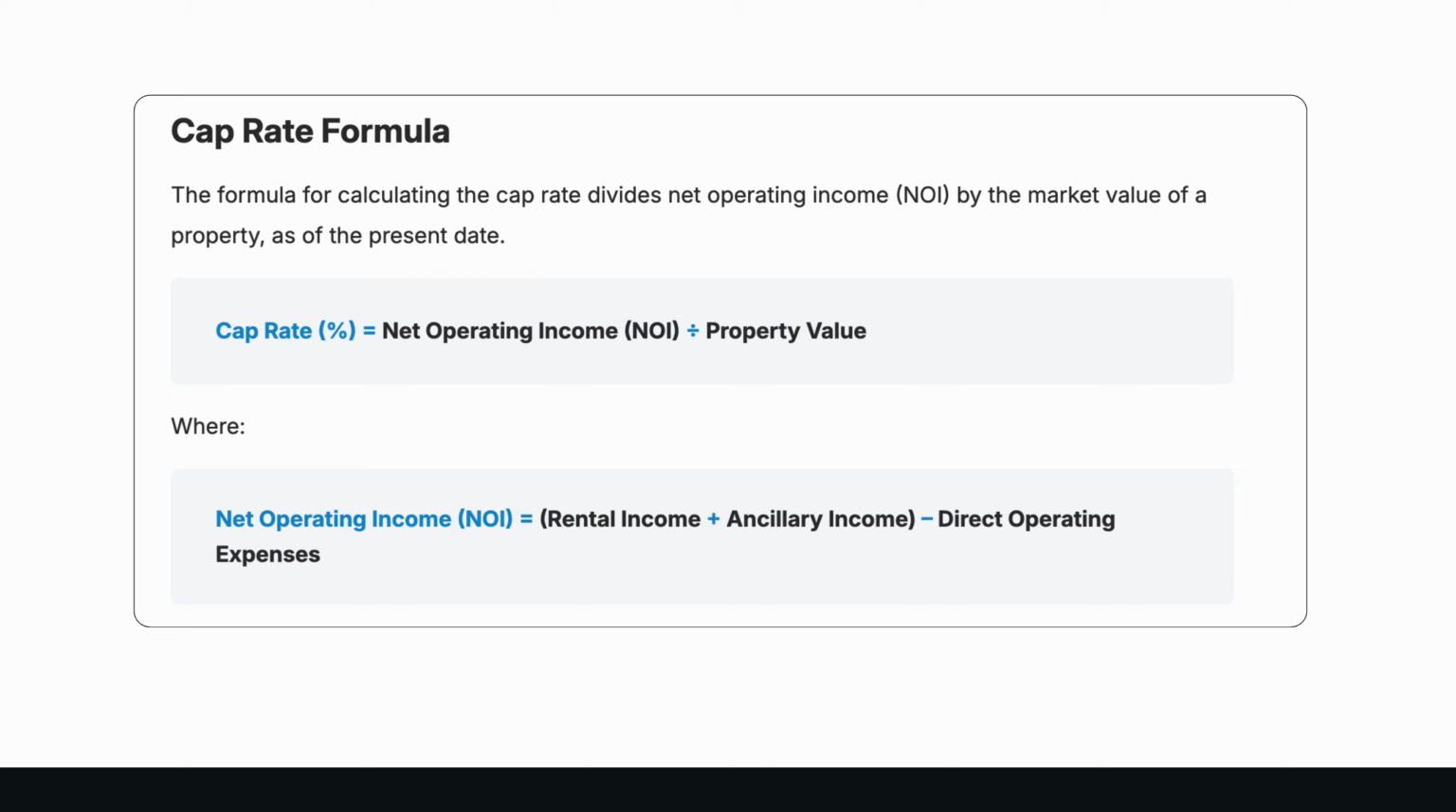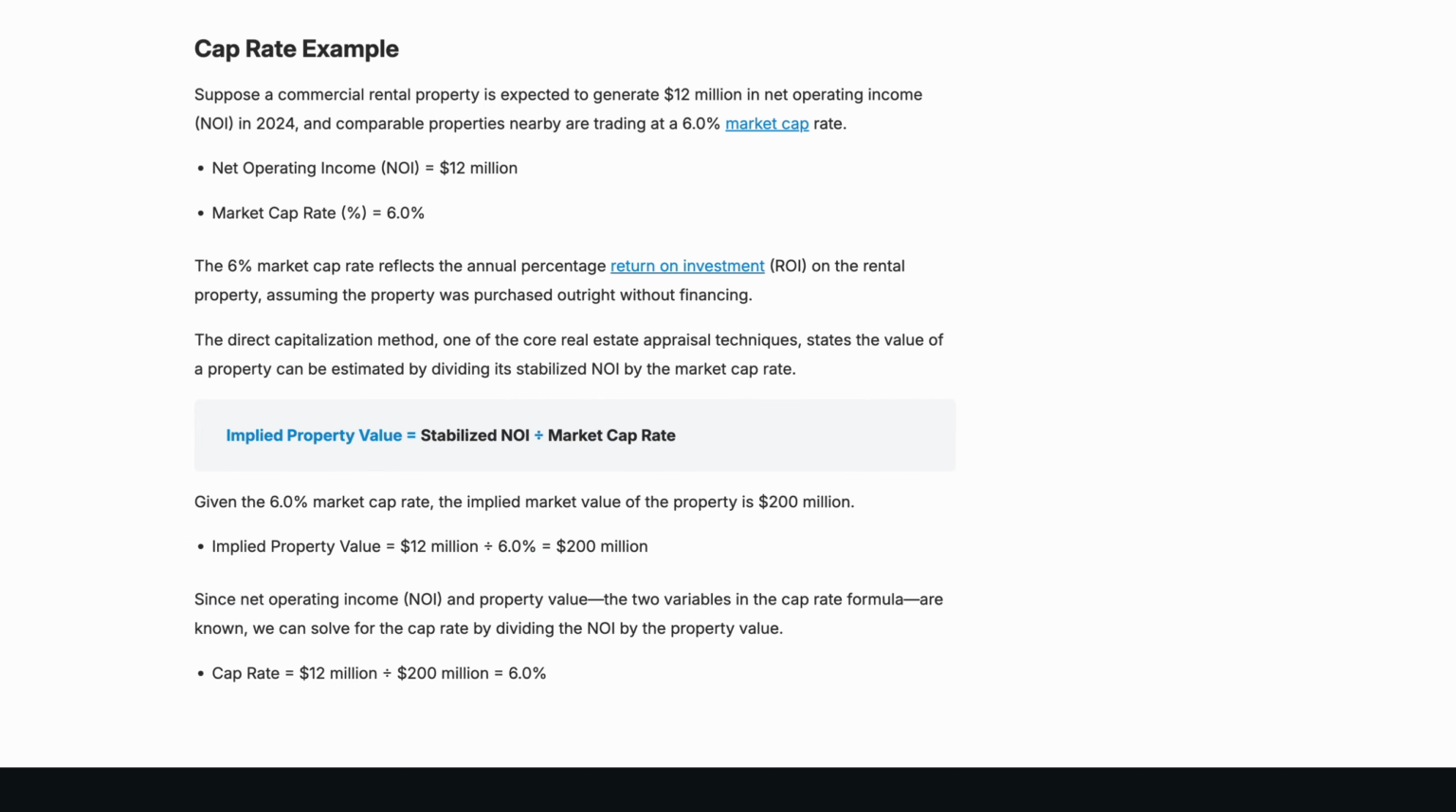So if I talk about the formula, which we have already discussed: cap rate equals net operating income divided by property value. Net operating income is calculated as rental income plus ancillary income minus direct operating expenses. That's how you get net operating income. You may expect this question in an interview also, so please make sure that you have a good understanding of this.